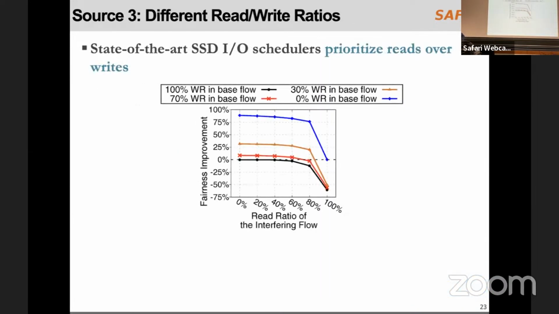Another source is actually about prioritization that is happening for reads. We also briefly discussed it yesterday, that we usually want to prioritize reads over writes, and that can provide some performance benefit. But the problem is that we cannot prioritize reads all the time over writes. So we show that with some experiments here.